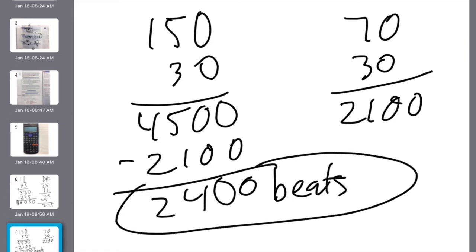5 minus 1 is 4. 4 minus 2 is 2. It's a difference. Her heart's going to beat 2,400 more times if she's running than if she's resting. Good exercise. Lowers your heartbeat eventually when you're done.